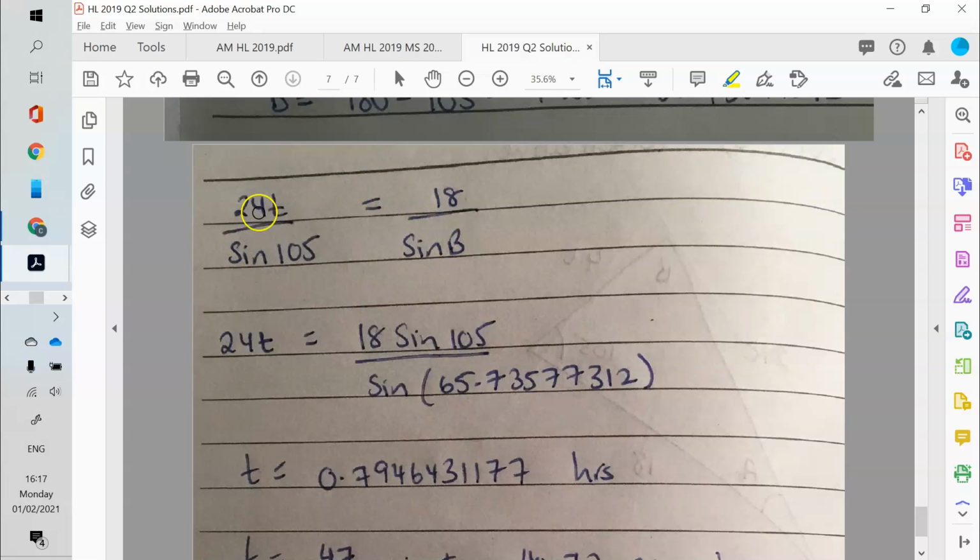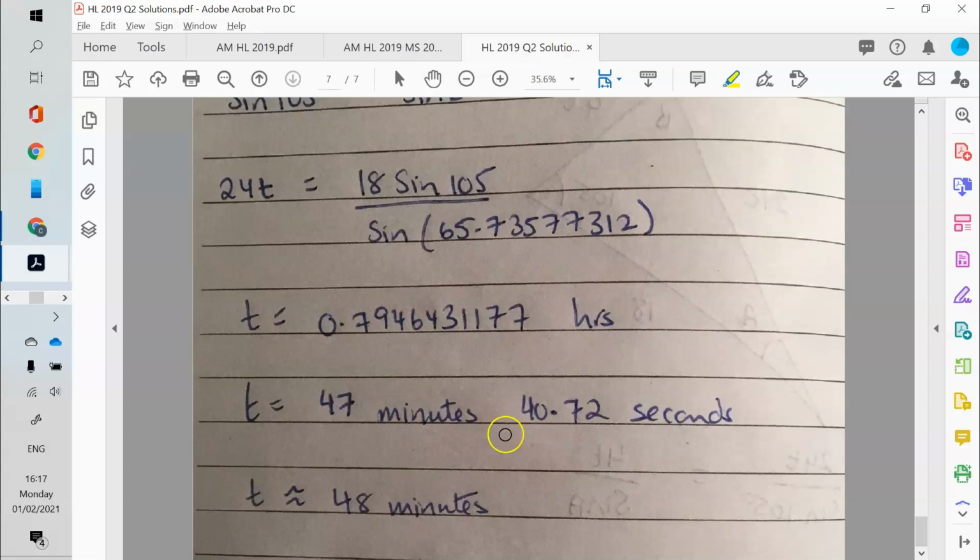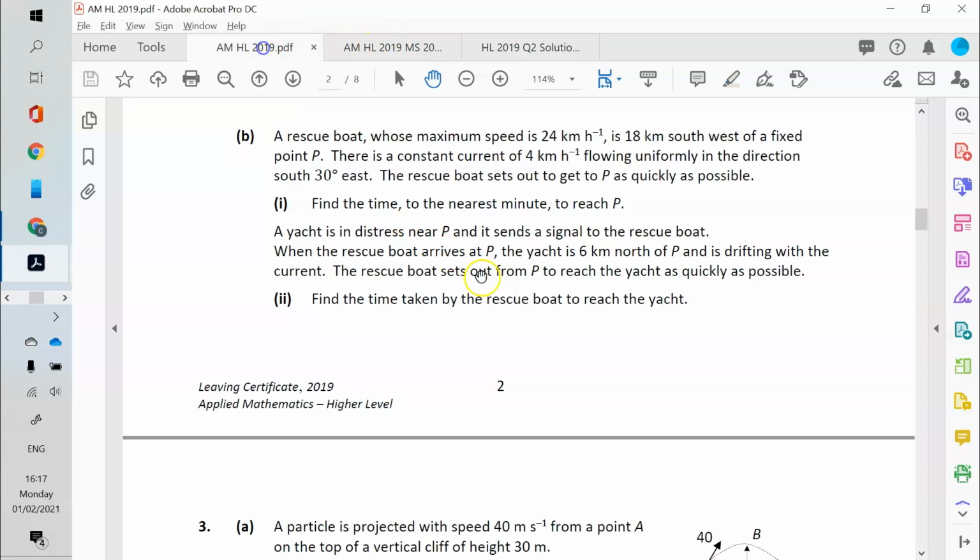So we'll plug those into our sine rule, rearrange it, and we'll get t again, and we use the degree, minute and seconds button on our calculator to convert that to minutes for us. Okay, so that's part one of part B, to find this time.